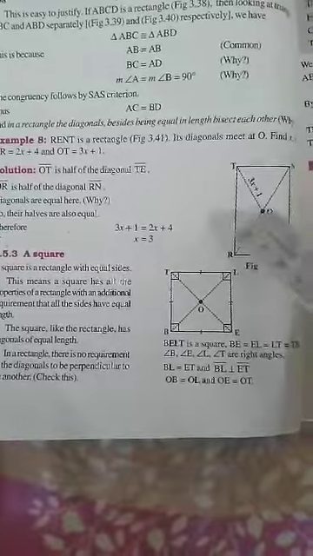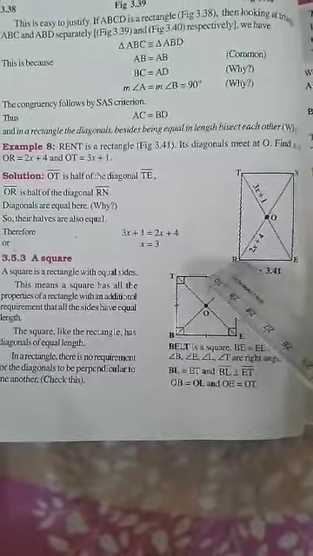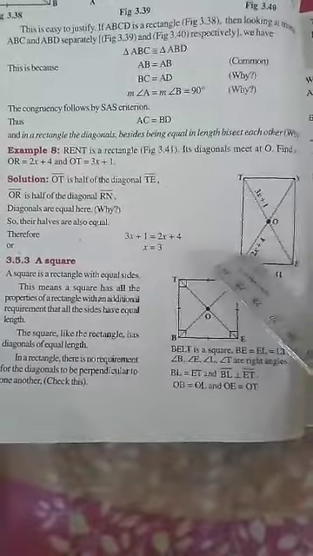Related to this, some examples are given. I will explain this example. RENT is a rectangle. Its diagonals meet at O. Find x if OR is equal to 2x plus 4 and OT is 3x plus 1. If these two sides are given, you have to find out x.